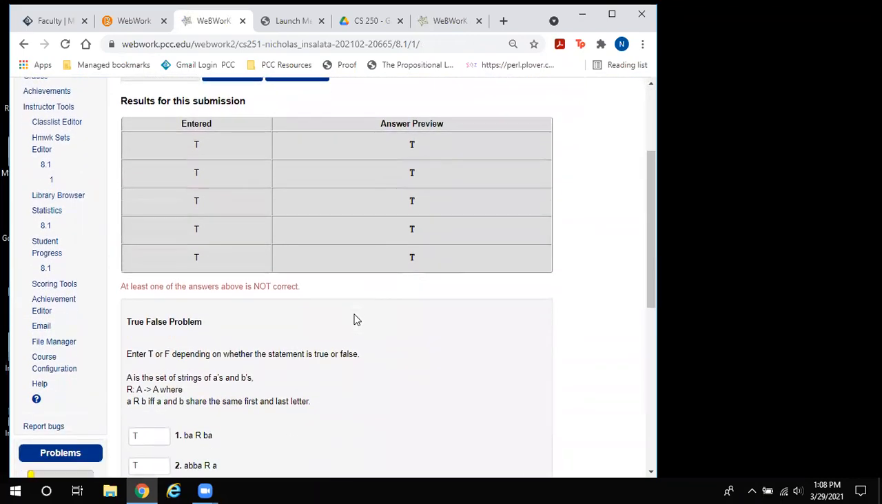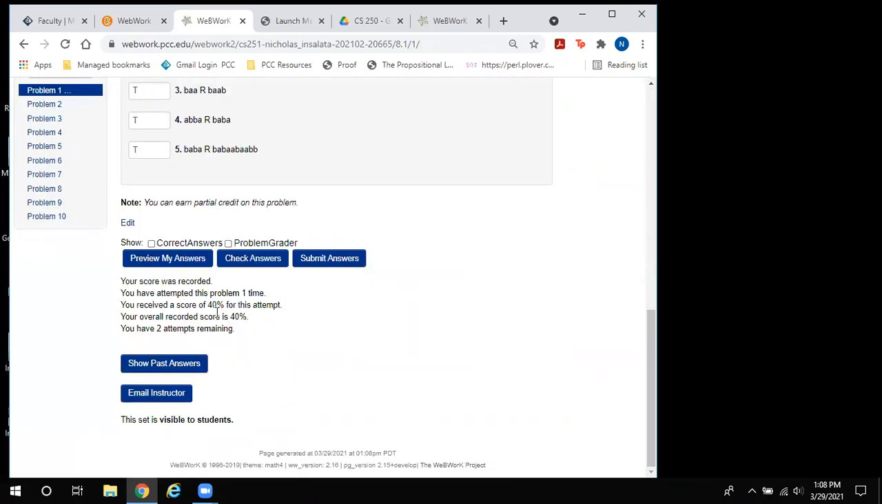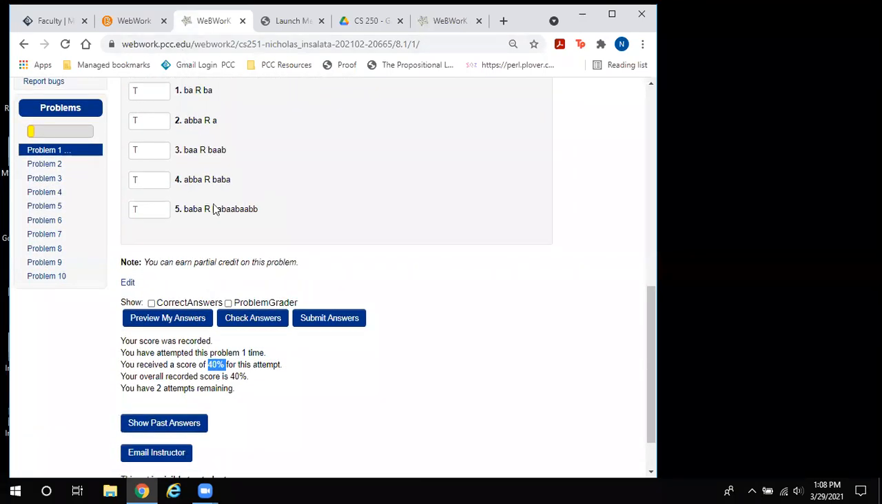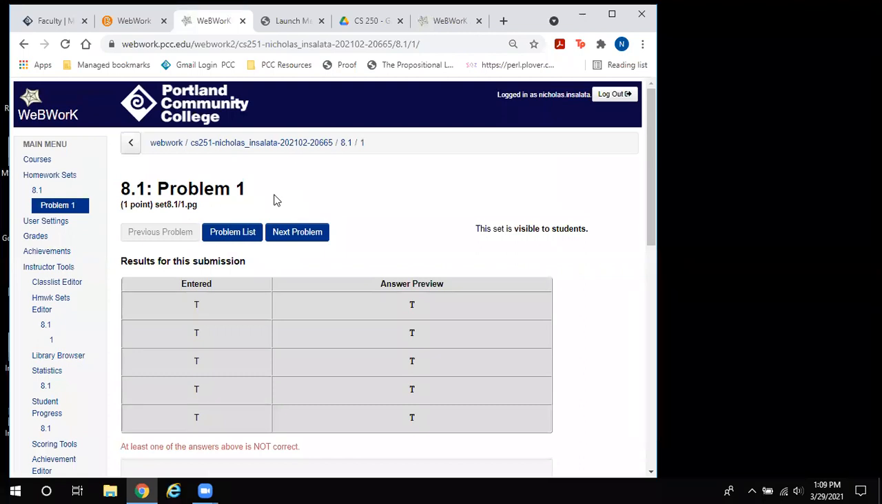It says at least one of the above answers is not correct. We only got 40% for this problem. Well, since there's 5 questions here, right, that means that you got 2 out of 5 correct. And then it's your job to go figure out which one you got right and which one you got wrong, and go back and fix your answer to try to get the best score possible for the question. Yeah, it's exactly the same as CS250 if you had me for CS250 last time. Yeah, exactly the same setup.